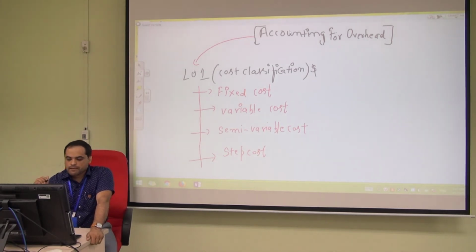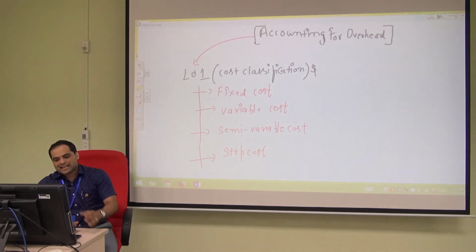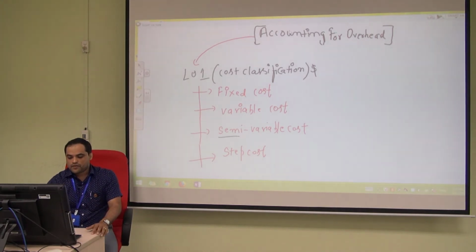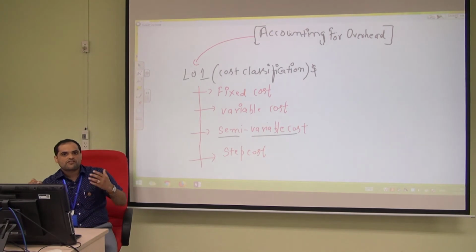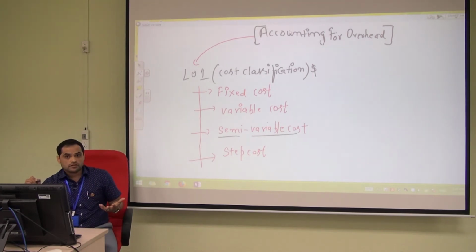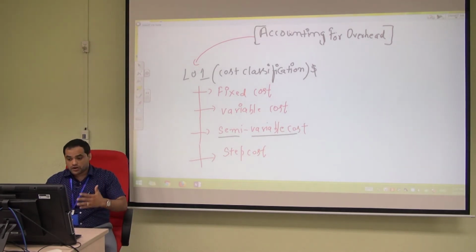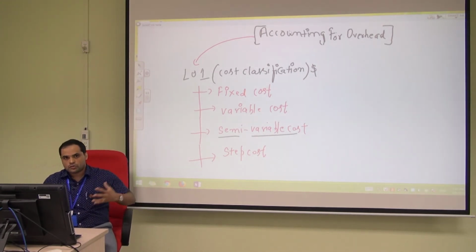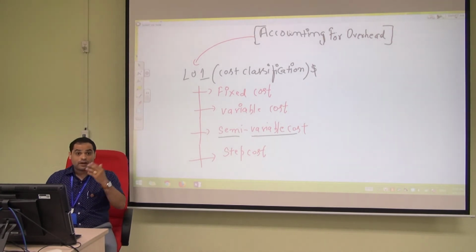So what is semi-variable cost? As you can see, that's semi-variable. Semi-variable means a combination of fixed and variable. All right? It's a combination of both costs. Both costs occur when you are involved in such kinds of production or any kinds of quantity or any kinds of activities.